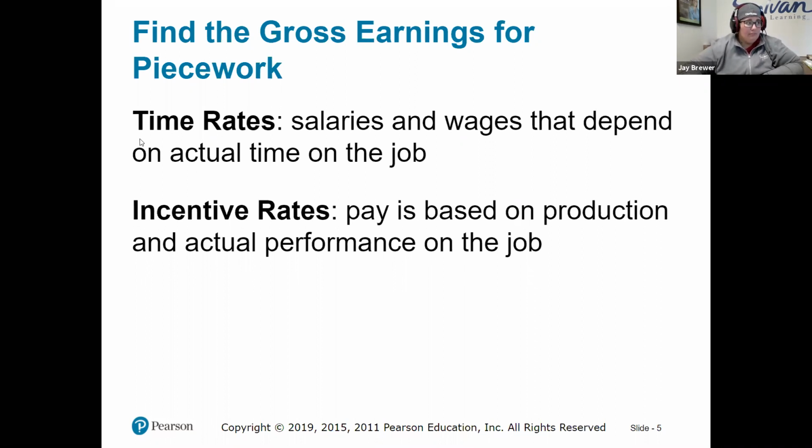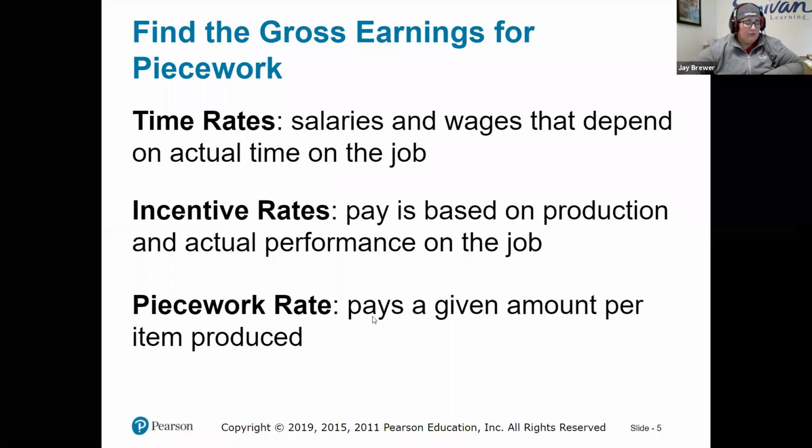But an example of a time rate would be something more like a hospital. If you work an 8-hour shift at the hospital, you work an 8-hour shift. Incentive rates: pay is based on production and actual performance on the job. So that would be more like an assembly line. And piecework rate pays a given amount per item produced.